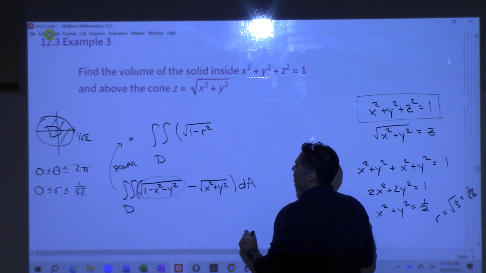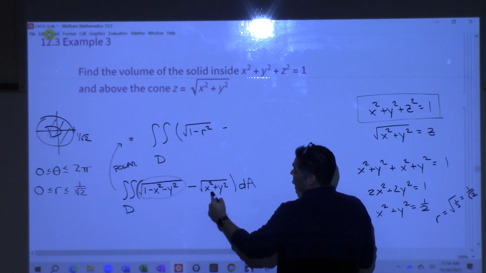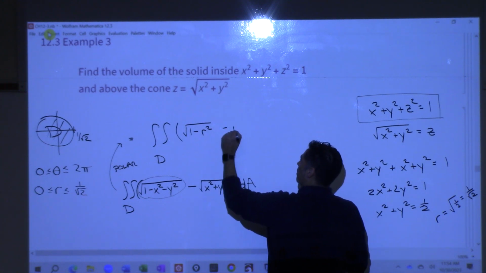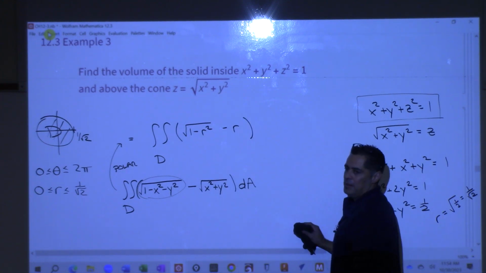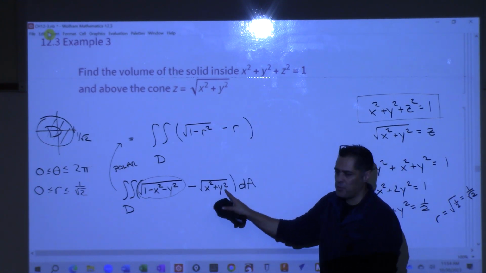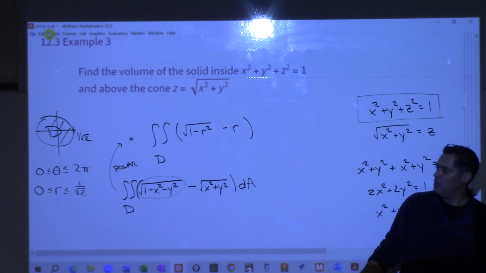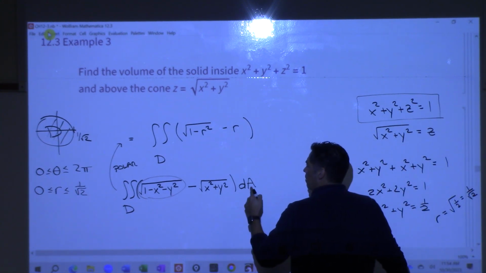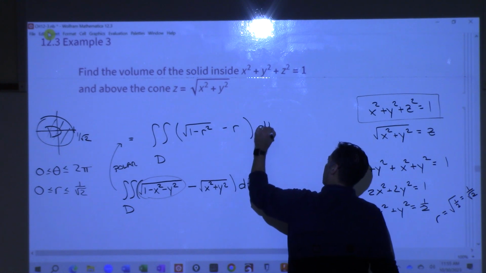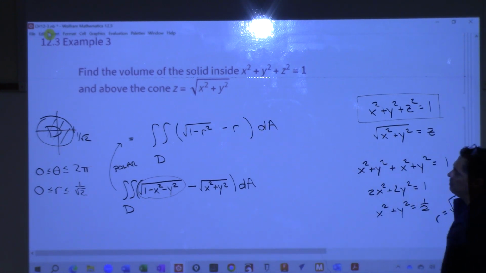Beautiful. And then I'll have minus, now this is just r, right? That's just r, because x squared plus y squared is r squared, and then the square root of r squared is r. And then, yeah, we'll leave it dA. That's okay. I'll do dA still.